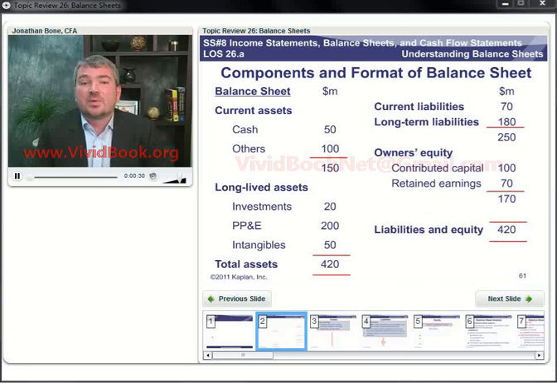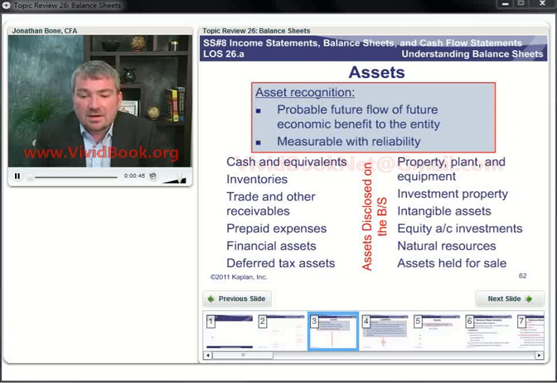And of course we will notice, due to the balance sheet equation, our total assets equal our liabilities plus equity, 420 million in both. So what we're going to have to do is really talk about each of these items in turn. So let's start off with our assets.